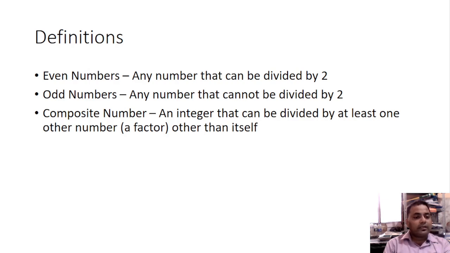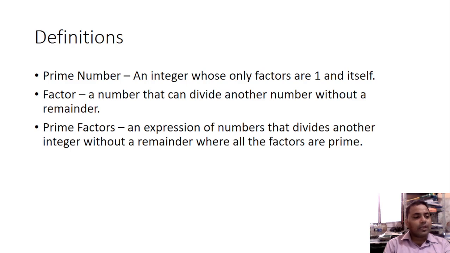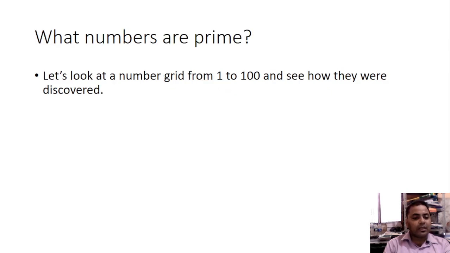Now, any number that can be divided by 2 is an even number; any number that cannot be divided by 2 is an odd number. Composite number: an integer that can be divided by at least one other number, a factor other than itself. Prime number: an integer whose only factors are 1 and itself. Factor: a number that can divide another number without a remainder. Prime factors: an expression of numbers that divides another integer without a remainder where all the factors are prime.